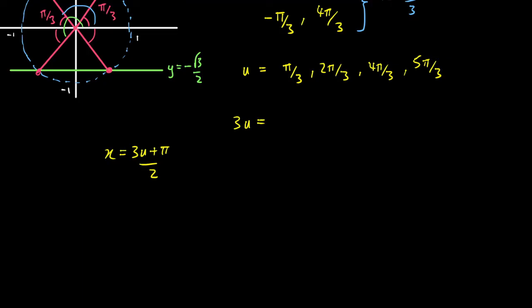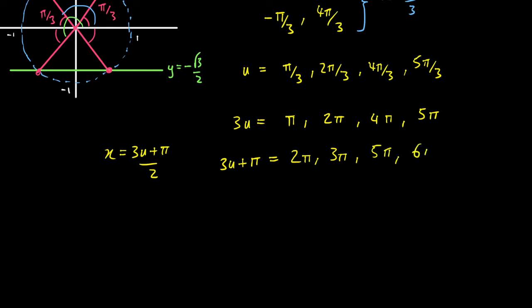I'm going to multiply these all by 3, so that becomes pi, 2 pi, 4 pi, and 5 pi. Now I'm going to take each of those and add pi to them. So I get 3u plus pi, so that's 2 pi, 3 pi, 5 pi, and 6 pi. And then I'm going to divide all these through by 2, so I get my x solutions, and that becomes pi, 3 pi by 2, 5 pi by 2, and 3 pi. And those should be all of my answers.